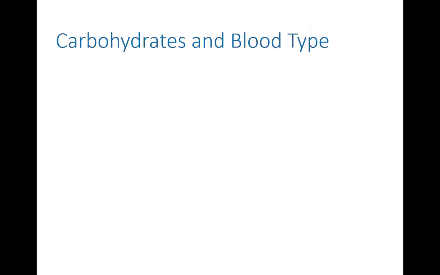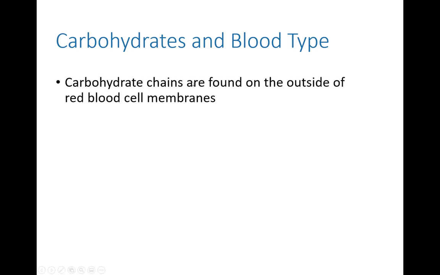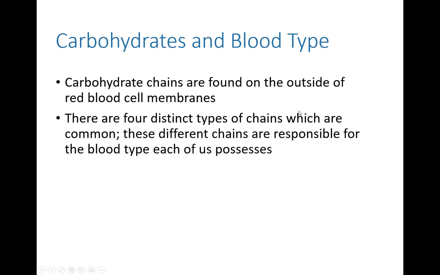Carbohydrates play other important roles physiologically as well. For example, carbohydrate chains that are found on the outsides of red blood cells are used to differentiate blood types. We have 4 distinct types of chains of carbohydrates that can be found, and they essentially are unique to each one of the blood types. And we have 4 different blood types here. They're the O, kind of called the universal blood type, A, B, and AB. There are also positives and negatives, but I'm not going to get into those right now.